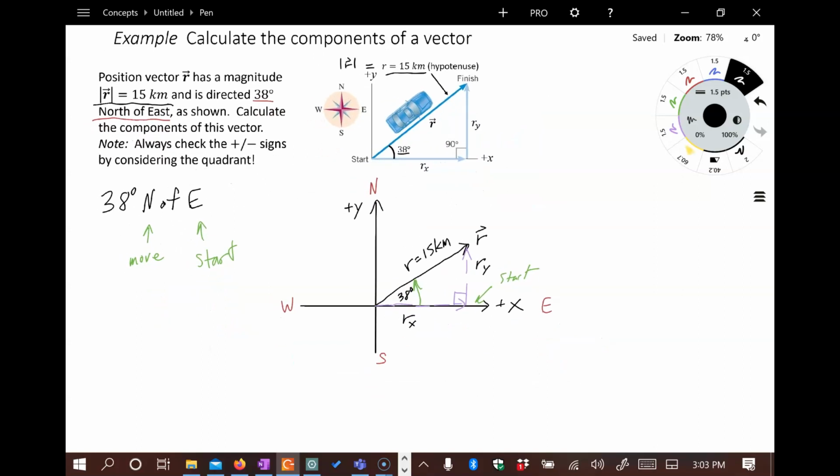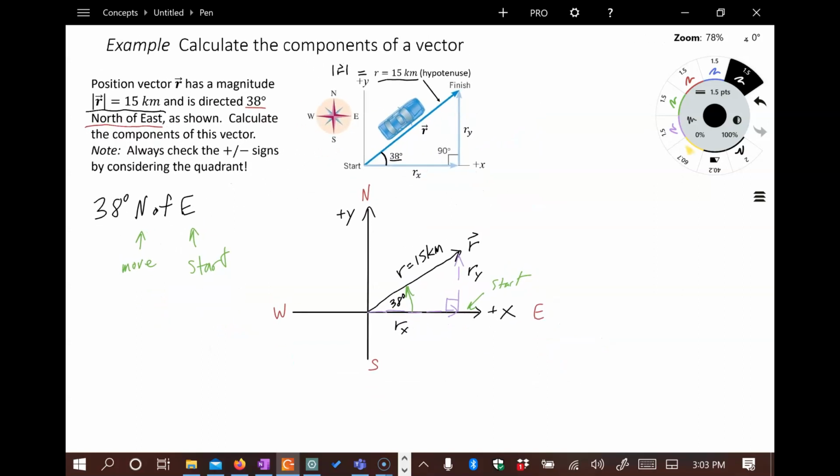So let's see if we can do that here. It turns out this is nothing more than a right triangle, right? If we draw this triangle over here on the side, it looks like this, right?